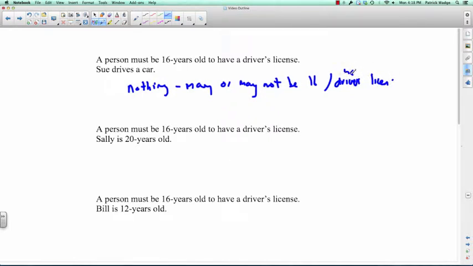I guess I should put "have a driver's license." Okay, we can't say a person must be 16 years old to have a driver's license. Sally is 20 years old. Oh, that's older than 16. So does that mean Sally definitely has a driver's license? No. Many people never get driver's licenses or wait until they're 29 years old like my sister. Okay, so again, there's nothing you can say here. Sally may or may not have a driver's license.